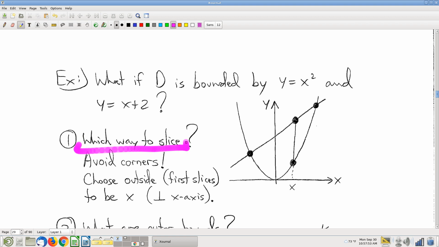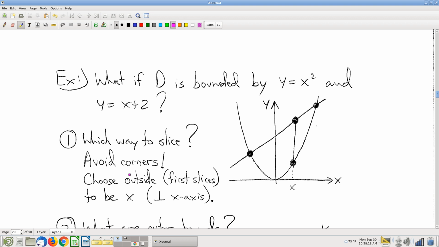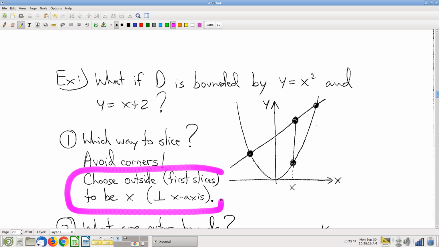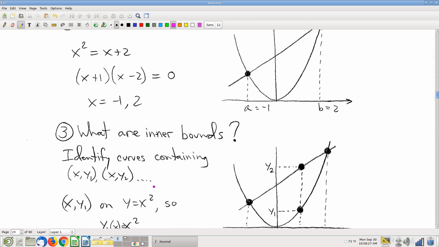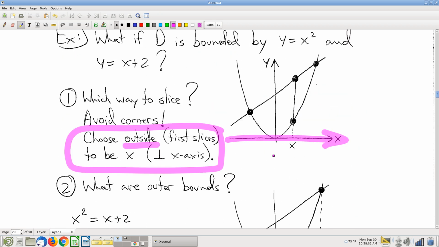There's a question of which way to slice. Should you do dy dx or should you do dx dy? And there's some considerations there. One of the considerations is to avoid slicing through corners. Exactly why and what does that look like is something that we're going to talk about soon. So for the moment, let me just bypass that question, but we will come back to that. So what we're going to do for this problem is we're going to do our first slices to be x slices. So, said differently, I'm going to put my dx on the outside. Right, and you'll see that in the integral that I have down at the end. x is on the outside. Okay. All right.